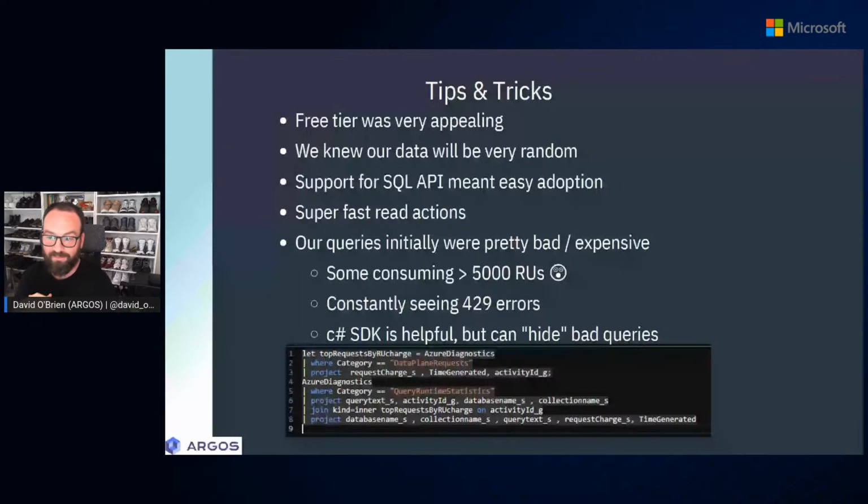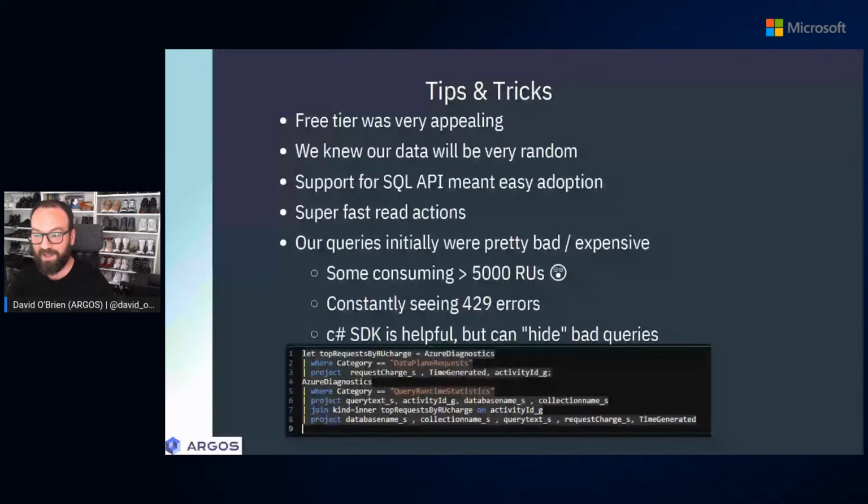Speaking of querying it back, support for the SQL API meant that all our .NET developers were super at home. Just really easy adoption. Really fast read actions were important to us because we query our database a lot. All the scans that we do against our database, because we scan pretty much in real time. We scan our customer environments continuously. We needed to read so many times. And Cosmos is just great for that.